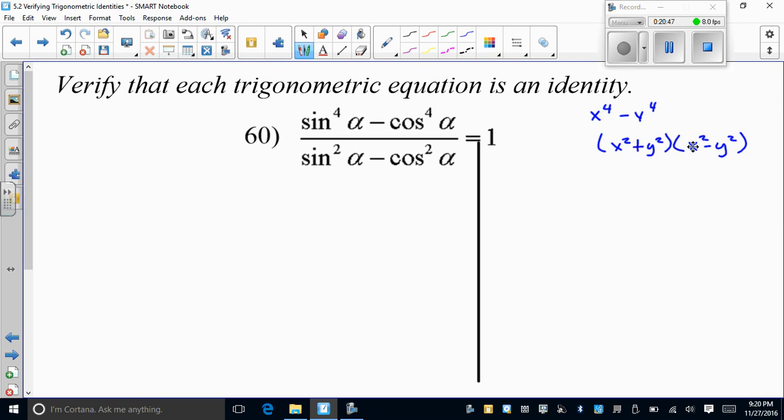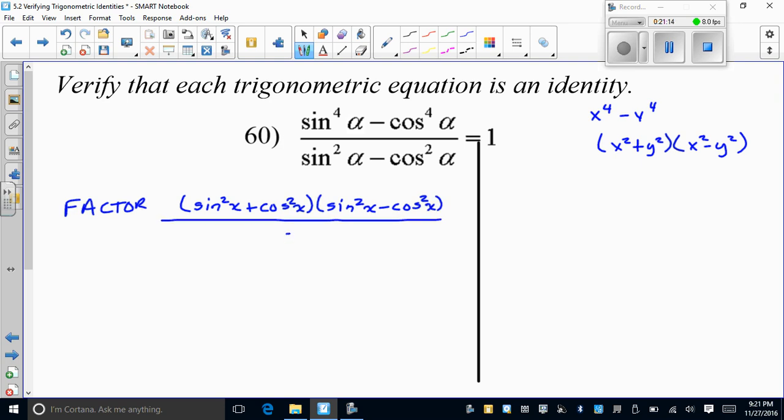So I'm going to write over here. All I'm doing is factoring. So this becomes sine squared of x plus cosine squared of x times sine squared of x minus cosine squared of x all over sine squared of x minus cosine squared of x. And at this point, you should see that these are going to cancel out. So reduce.